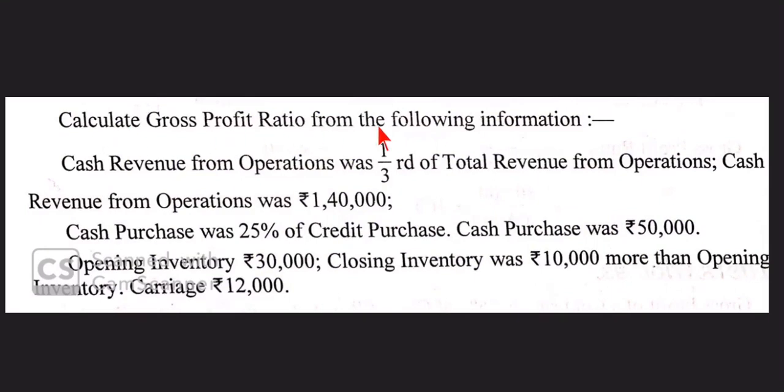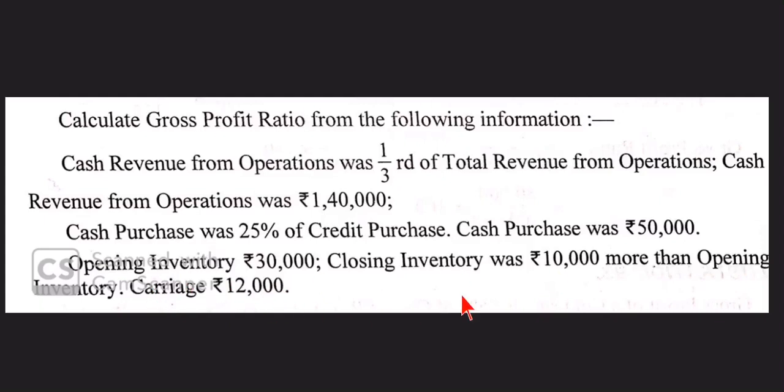Now see the next question, calculate GP ratio from the information. Cash revenue from operation is 1/3 of total revenue from operation. And cash revenue from operation is given 1,40,000. So cash revenue is 1/3 of total revenue from operation and cash revenue from operation is given how much? 1,40,000. Cash purchase is 25% of credit purchase and cash purchase is given how much? 50,000. Opening and closing inventories are given, and it is written that closing inventory was 10,000 more than the opening inventory, and carriage is given 12,000.